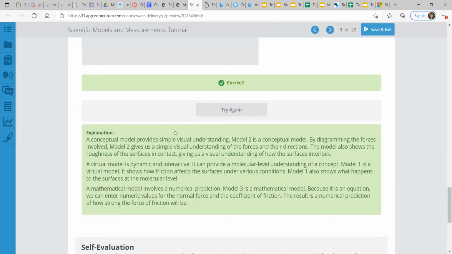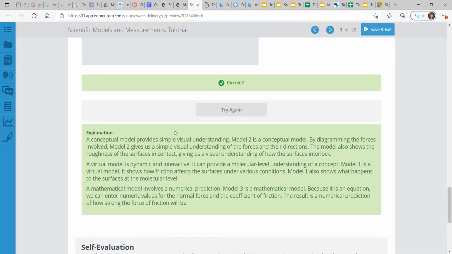It can provide a molecular level understanding of a concept. Model 1 is a virtual model, and it shows how friction affects these surfaces under various conditions. Model 1 also shows what happens to the surfaces at the molecular level.